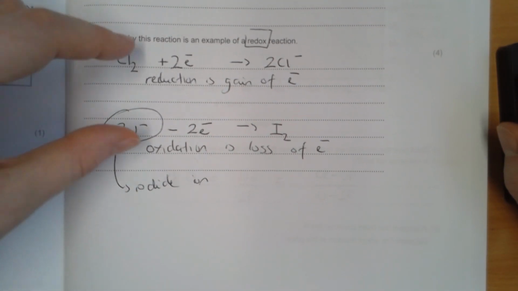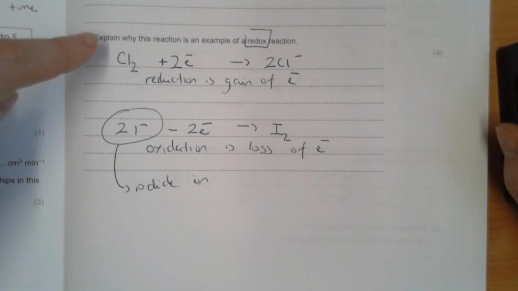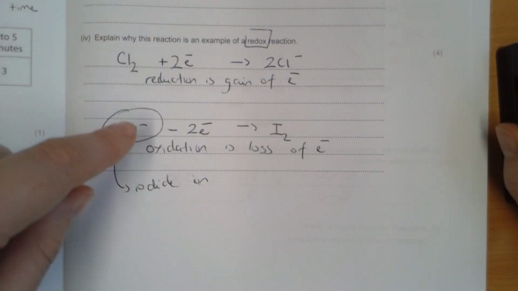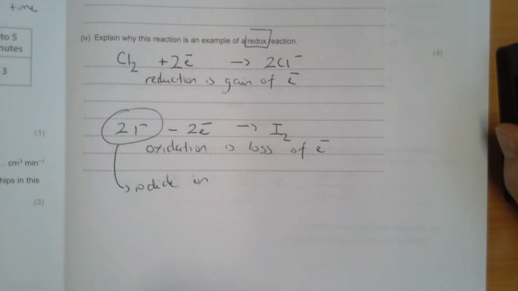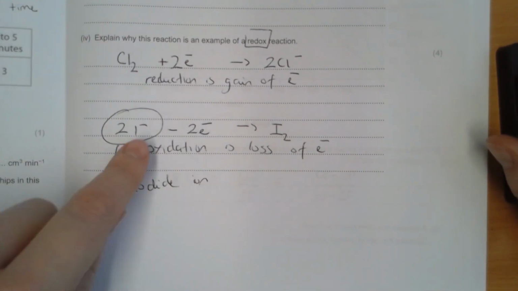To avoid that, I would just write the half equations. It didn't specify you needed half equations here, but sometimes it does. So it's in your best interest to be able to write these. Sometimes they are required, and it avoids you making that mistake with language.